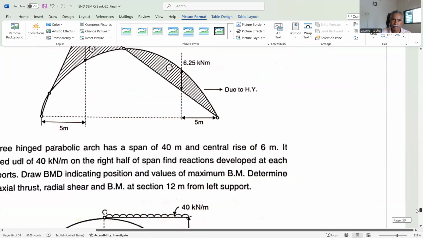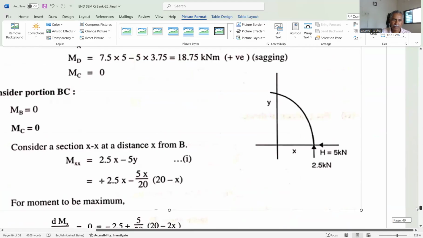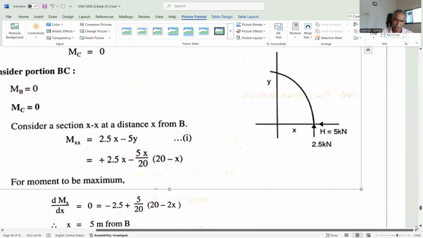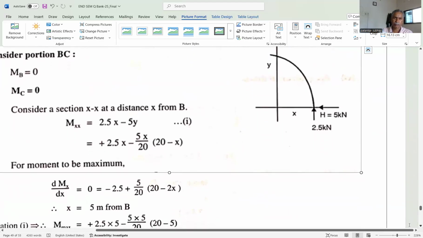In our problem, we have considered the bending moment, the maximum bending moment. If I want the maximum bending moment, this is the equation at a distance of x meter: 2.5x minus 5y. This is the moment at the given section at a distance of x meter, and we get the y. So this is the equation of parabola. The moment is equal to 2.5 multiplied by x and H multiplied by y in the minus direction, that gives the moment.